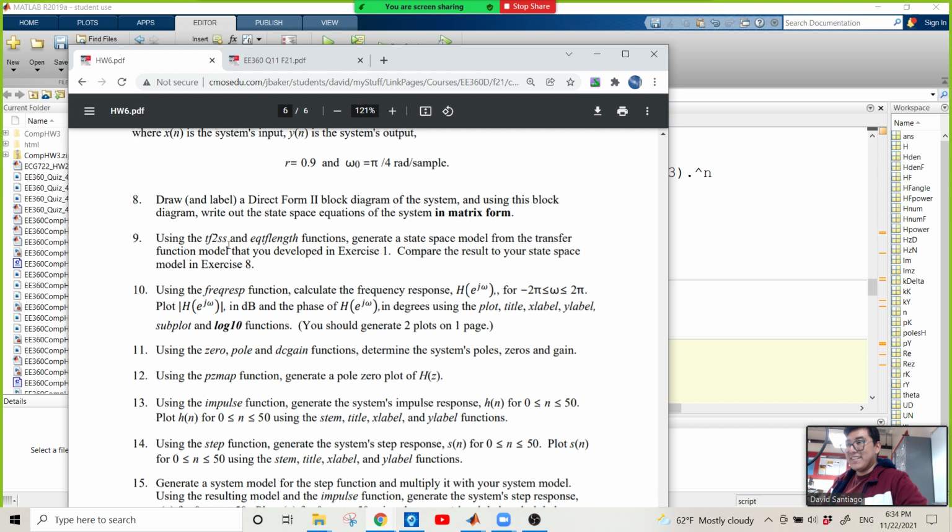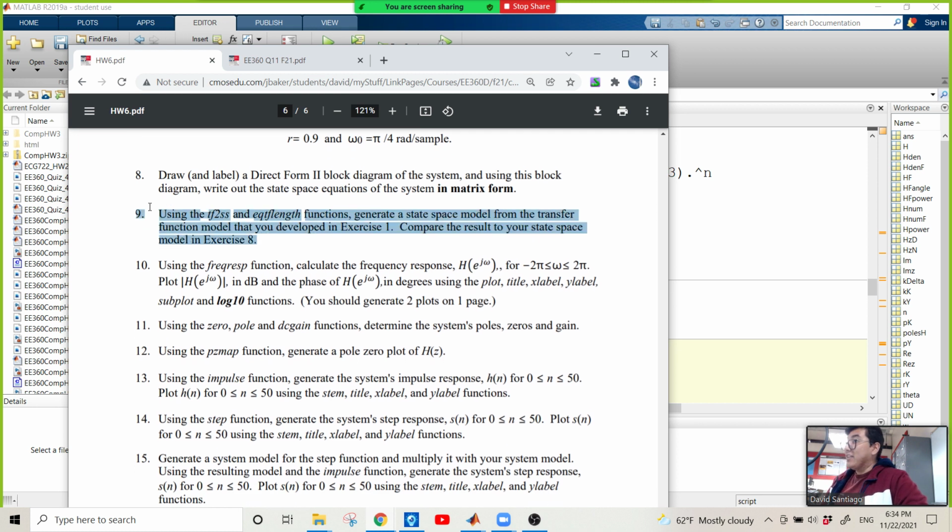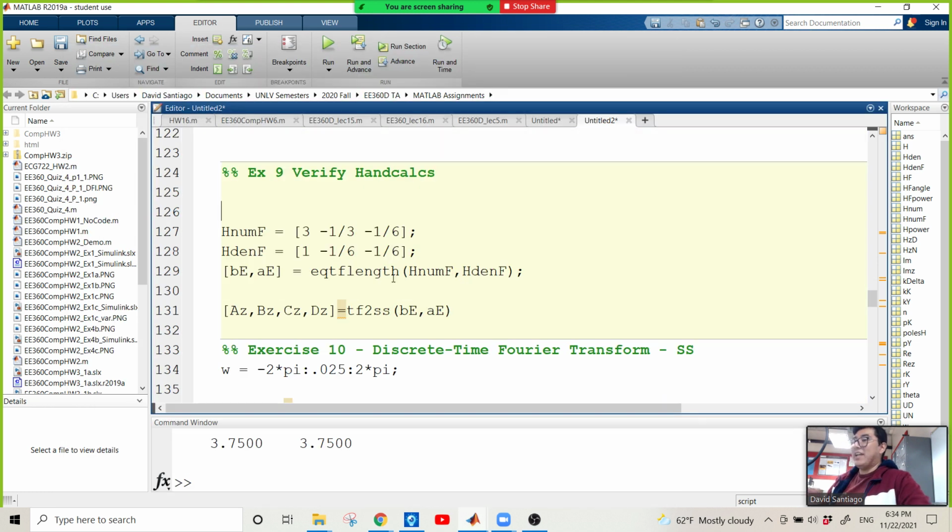Yes or no? Easy. Number 9 is what you're going to use to verify your answers, and that's what I did right here, verifying your hand calcs. And then you can use this EQT, equal length function. It makes your numerators and denominators equal. If one of them was off by a value, the denominators would be off by power, so the denominator would be a greater power than the numerator. This function just basically fixes your numerators to get you the following.